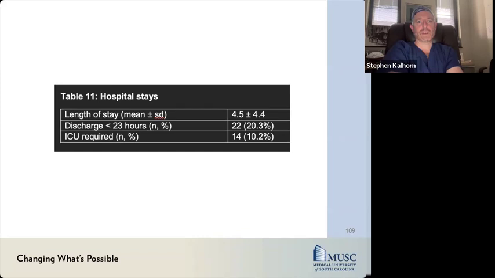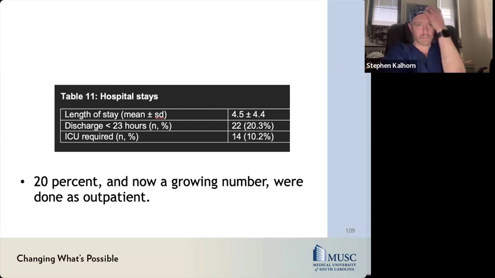The length of stay was on average 4.5 days. That has changed a lot. So now we have, at least in this series, 20% of the folks went home same day. So that's either an overnight stay or same day discharge, which is really cool to see. Doing these procedures, which used to be a chest tube in an ICU, as an outpatient procedure has been cool to watch.